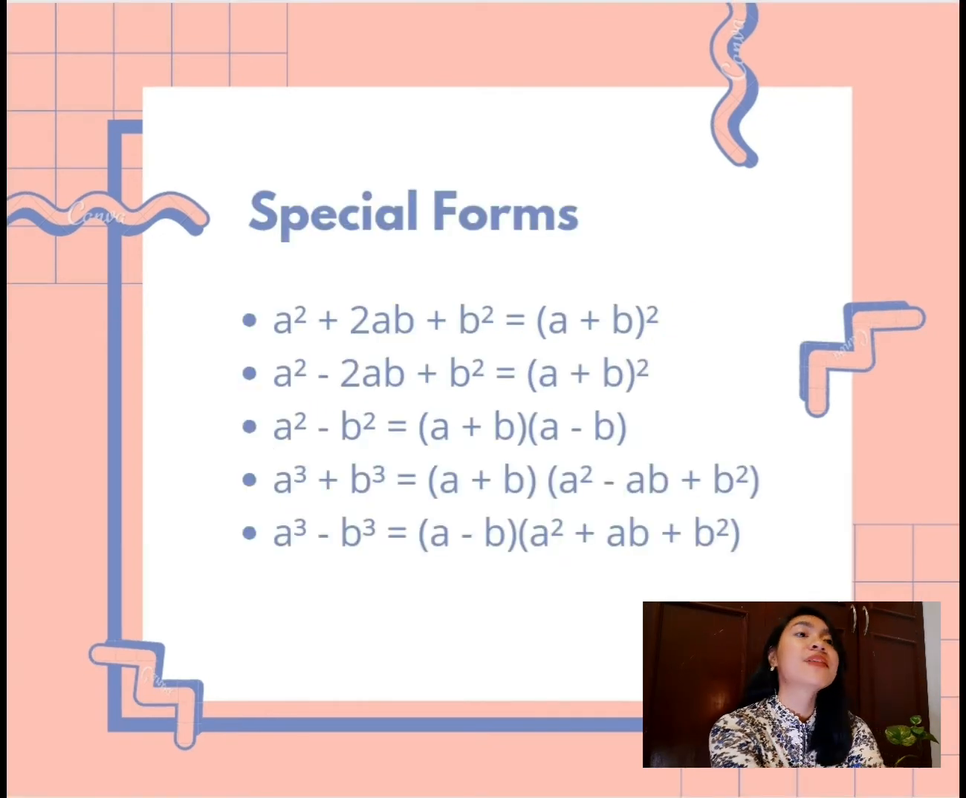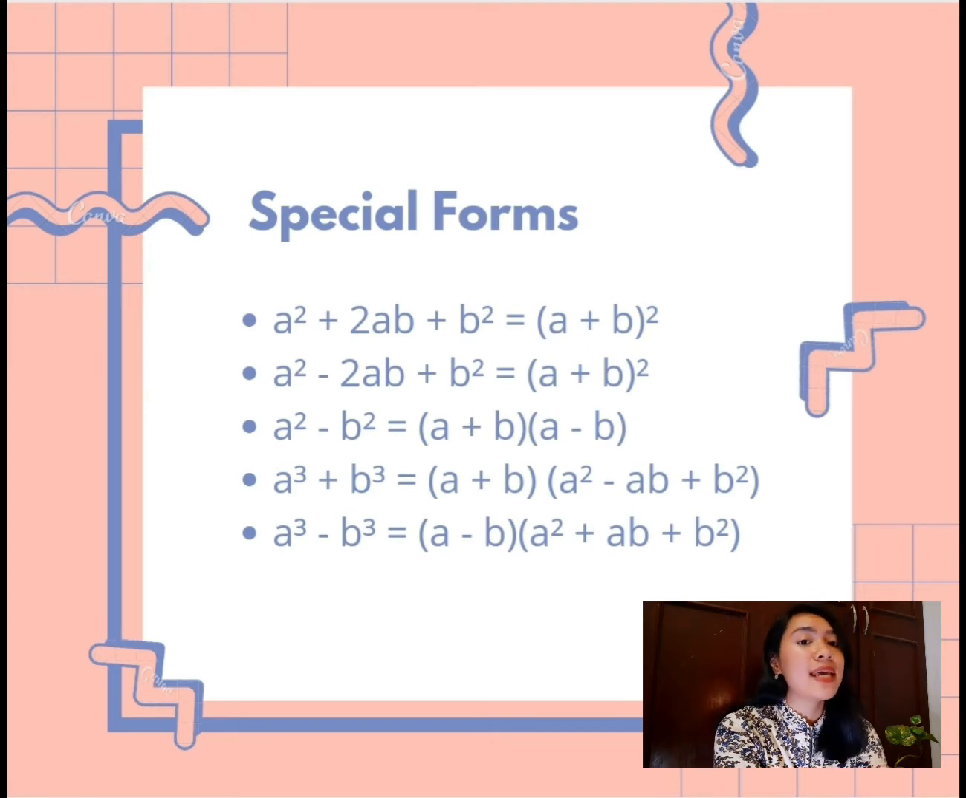Now, we also have the case called special forms. These are some nice special forms of some polynomials that can make factoring easier for us on an occasion. Here are the examples of the special form. First is a squared plus 2ab plus b squared is equal to a plus b squared. Second, we have a squared minus 2ab plus b squared is equal to a minus b squared. Third, we have a squared minus b squared is equal to a plus b times a minus b.